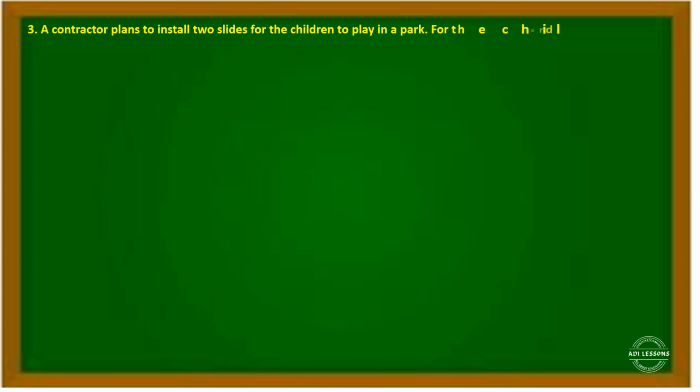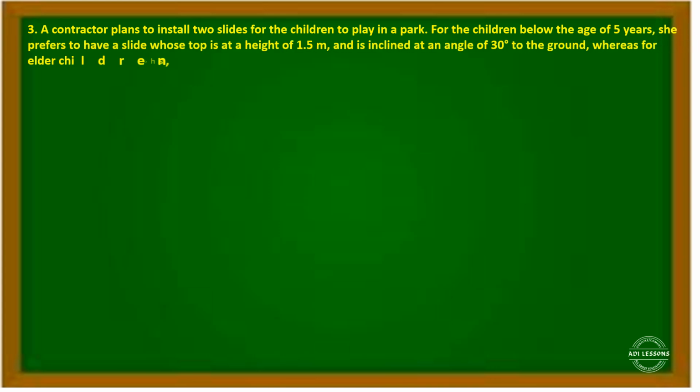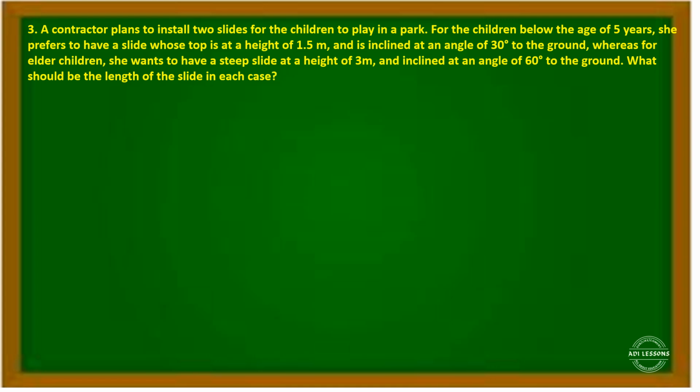Third one. A contractor plans to install two slides for the children to play in the park. For the children below the age of 5 years, she prefers to have a slide whose top is at a height of 1.5 meters and is inclined at an angle of 30 degrees to the ground. Whereas for elder children, she wants to have a steep slide at a height of 3 meters and inclined at an angle of 60 degrees to the ground. What should be the length of the slide in each case?